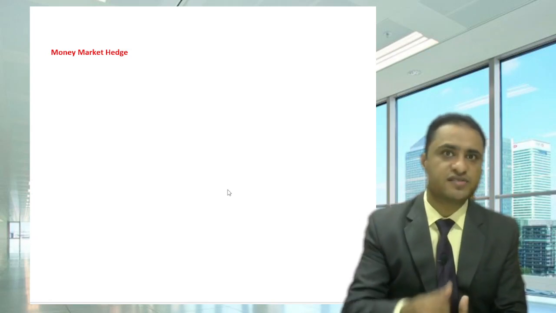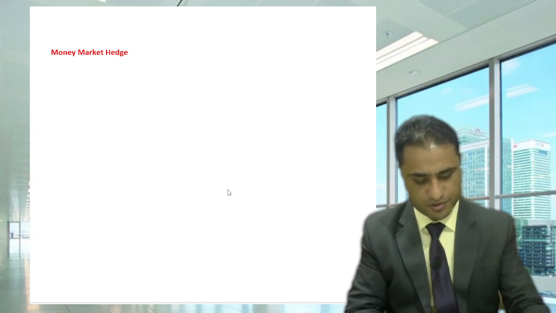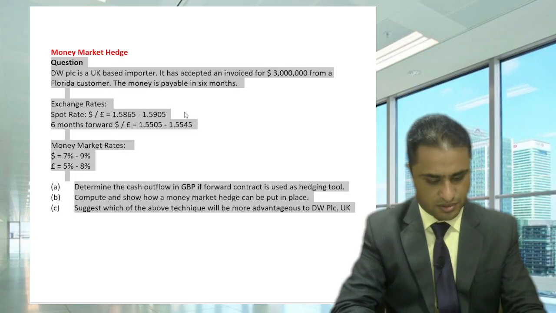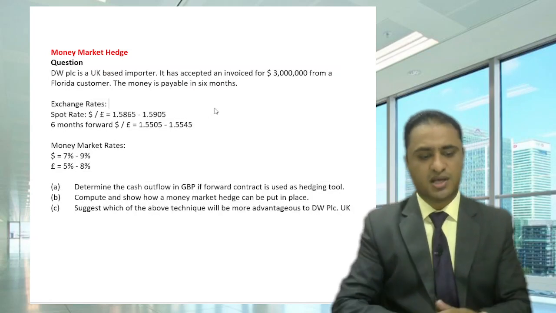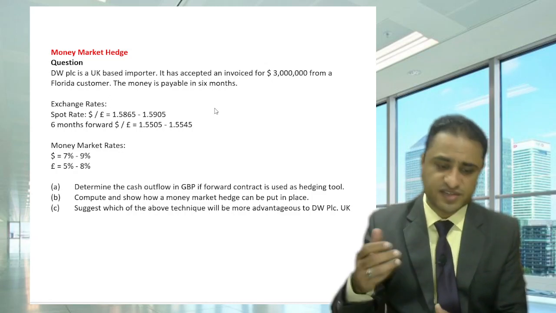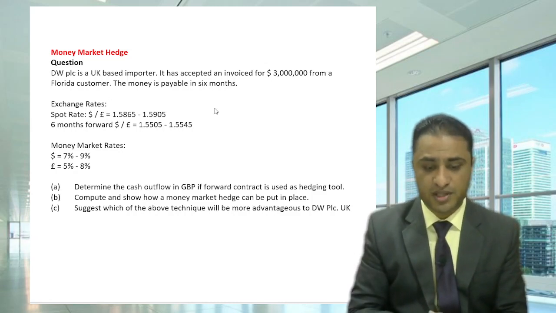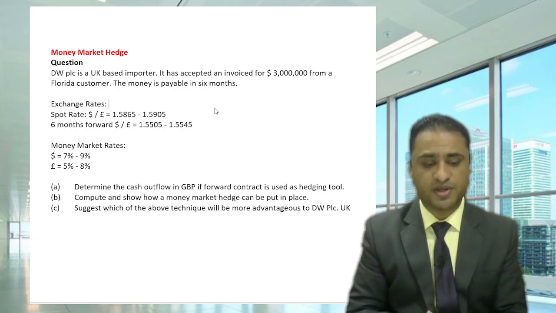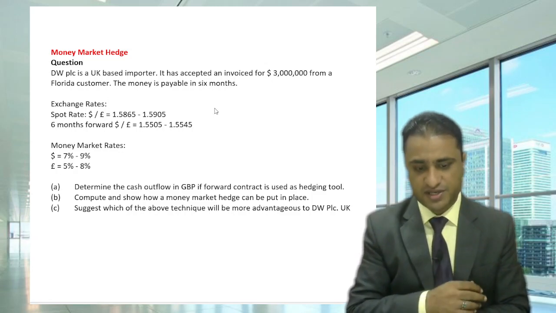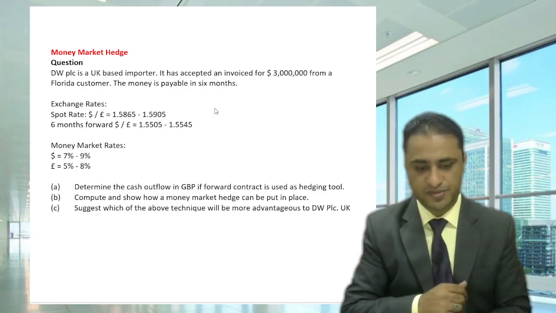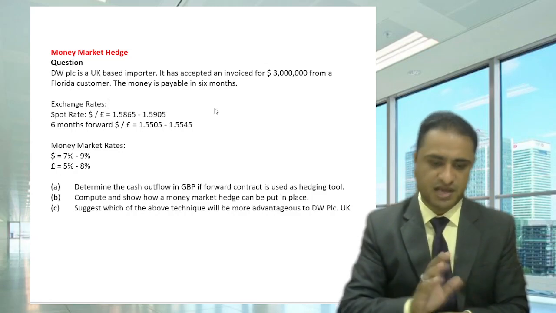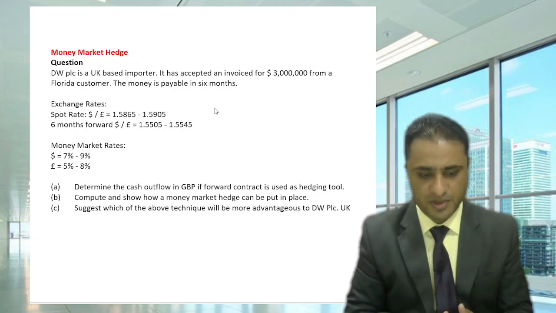Now let's understand this topic with the help of an example. It's a very good example. Here is a question. The DWPLC UK is a UK based importer. It has accepted an invoice for $3 million from a Florida customer. The money is payable in 6 months. So by now we understand that we have purchased some goods from a US based firm. We are a UK based firm and we have to pay $3 million in the next 6 months.